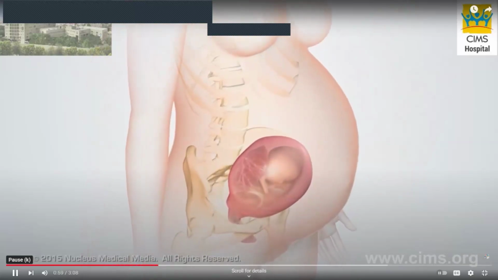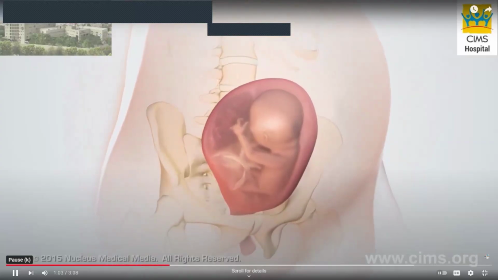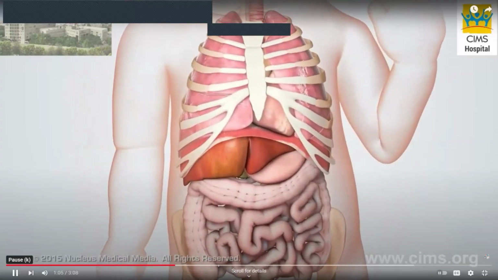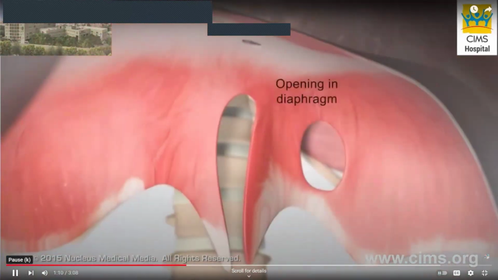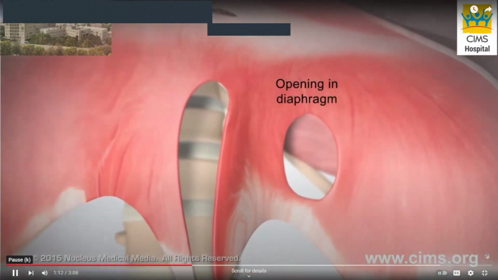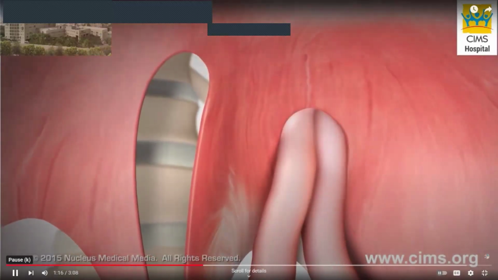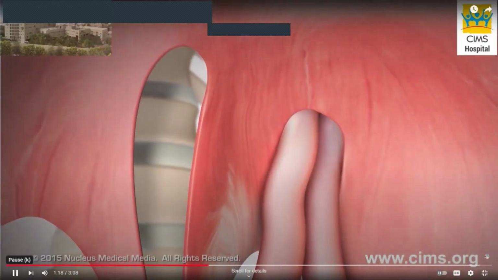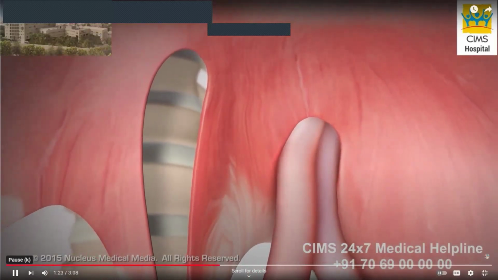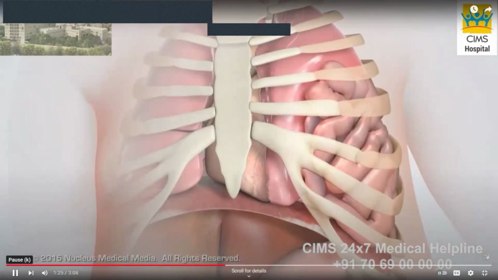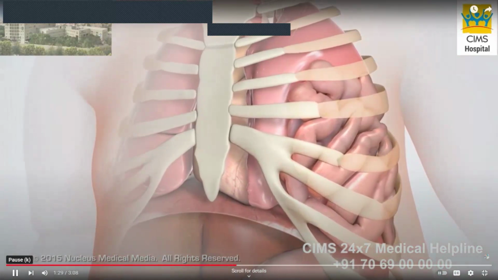For unknown reasons, the diaphragm in some babies doesn't develop completely before birth, resulting in an opening between the chest and abdomen. The most common location for this opening is on the left side of the diaphragm, near the back. The baby's abdominal organs can push through or herniate through this opening in the diaphragm and compress the lungs. As a result, the lungs do not develop fully, causing the baby to have significant trouble breathing right after birth.